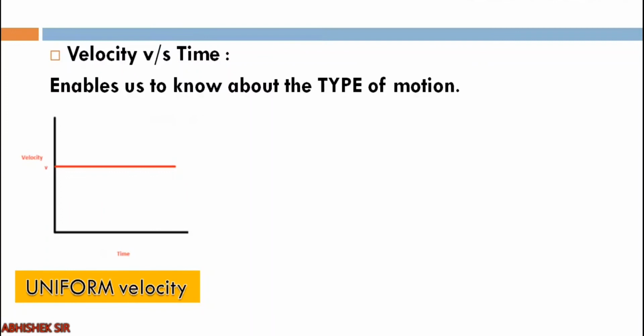That means the object is moving very peacefully with the same velocity. The velocity is not changing, neither increasing nor decreasing. So that kind of graph tells that the object is moving at uniform velocity. A straight line graph parallel to the time axis means uniform velocity.